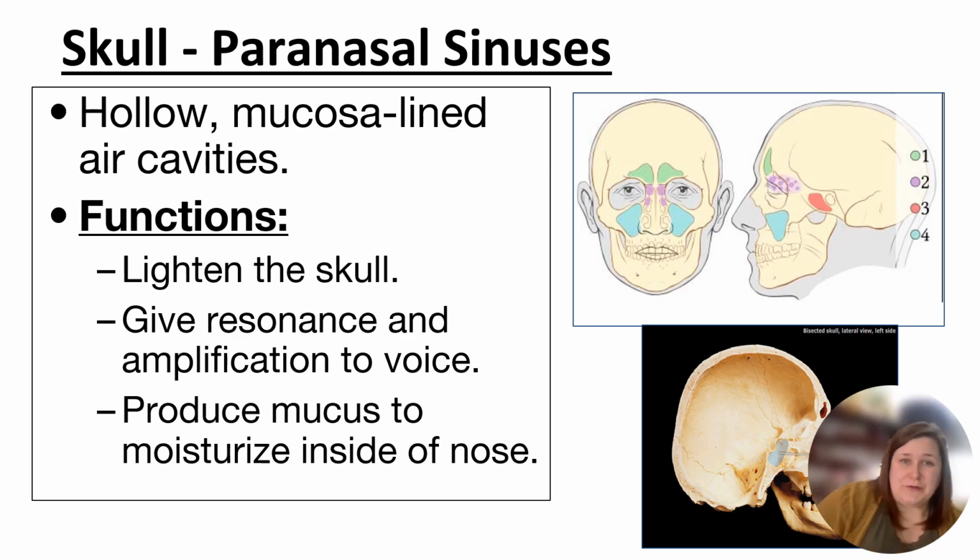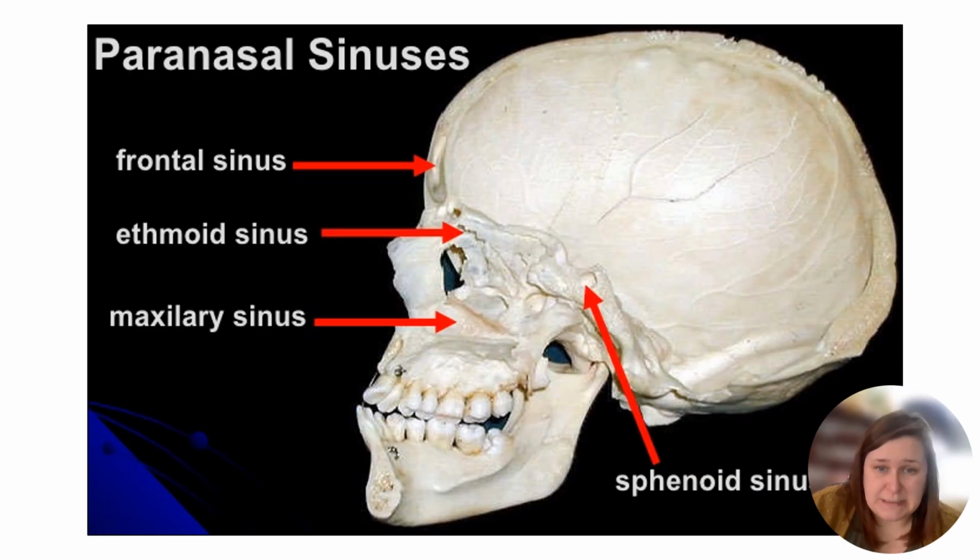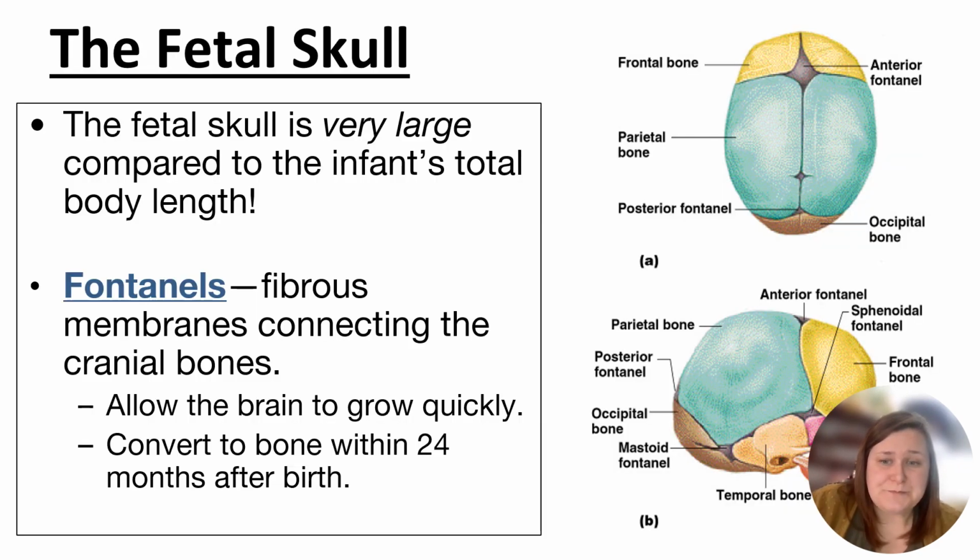So let's talk a little bit about those paranasal sinuses and sinuses in general. So these are going to be our hollow mucosa-lined air cavities. Their functions are going to be to lighten the skull, to give resonance and amplification to the voice, and to produce mucus to moisturize the inside of the nose. You can see them right here. They've taken a skull and they've kind of like shaved off the top half. So you can see we have a maxillary sinus right here, an ethmoid sinus here, a frontal sinus up here on top of the skull. So definitely know all of those.